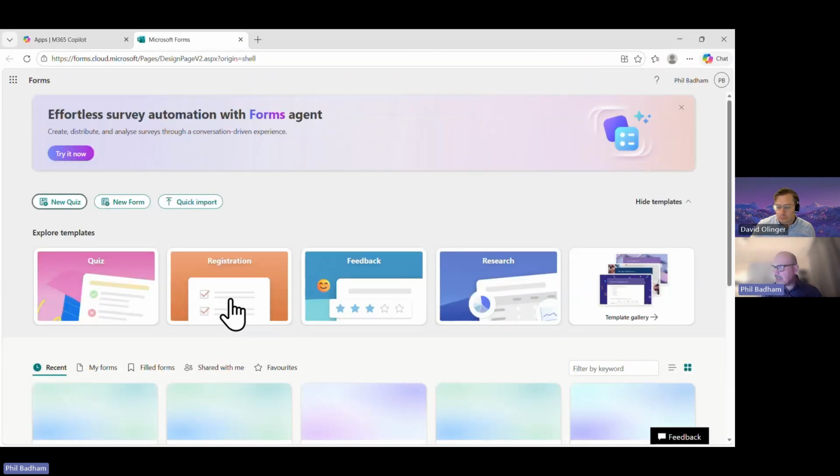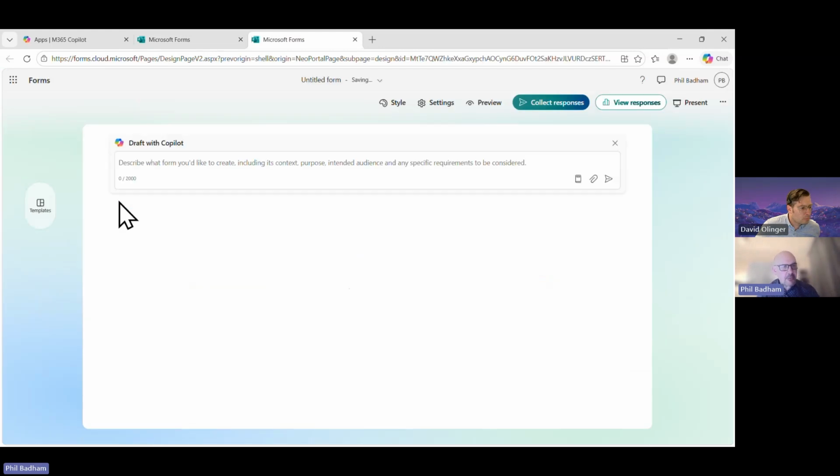Now, it's interesting to look at here that when we look at the templates that are served up, we see that feedback is one of the categories. So we've already got a whole set of templates specifically for collecting feedback, not just from our students, but from anyone that we're trying to survey or poll. So we've got a feedback category in its own right. We've even got quiz, registration, research. So these are educationally focused categories with templates in them for forms. So already we've got some things that are ready to use and available. What I'm going to do is choose a new form, and then we'll see how Copilot is now integrated into the Forms experience.